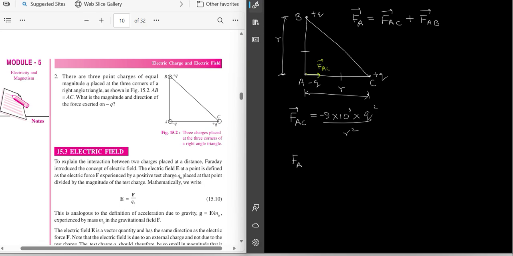Now the force on A due to B will again be an attractive force, and it will be towards this. So it is nothing but 9 into 10 raised to 9 into q square, again minus sign is there, upon R square. So magnitude wise they are the same, but they are acting at right angles to each other, and because the charge magnitudes are the same and R is the same, in both cases the vectors will be of equal magnitude. So the net force on A will be in this direction.